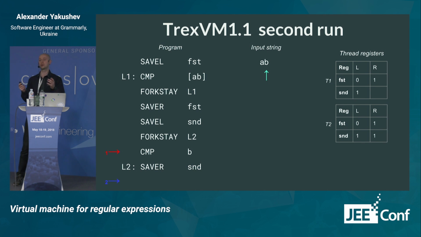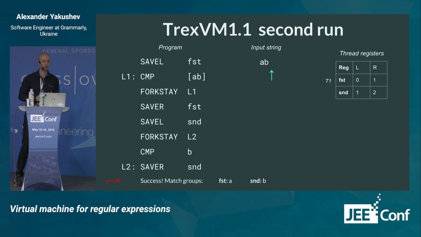Why that? Because since we say that the thread with the highest priority wins, it means that if thread number 2 already finished executing, it makes no more sense to run thread number 3 because it will never win by priority. So we do the compare B again, that wins and finishes executing. That is success. And I will now show you the regular expression.